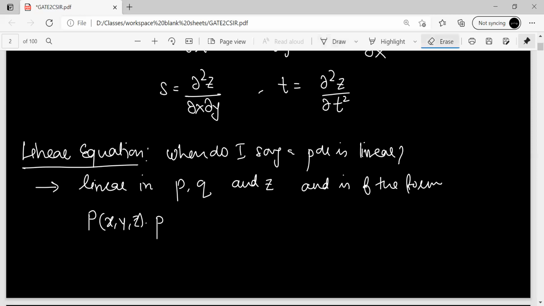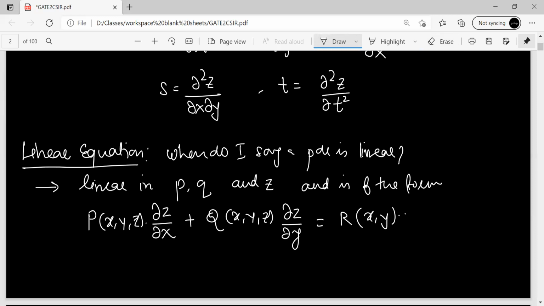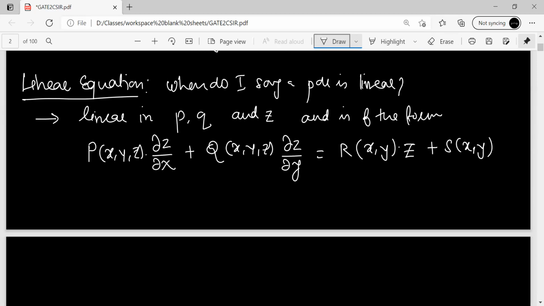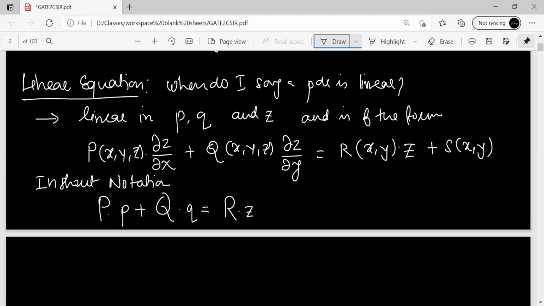This p represents, or else let me remove the ambiguity. It's written like this: del Z over del X plus a function of Q X Y Z del Z over del Y equals some r of X Y, then your standard Z plus some S of X Y. In short notation, this is capital P and this is small p, plus capital Q, small q, equals this R Z plus some S. P and Q can be functions of X, Y, and Z, but R strictly has to be a function of X and Y.